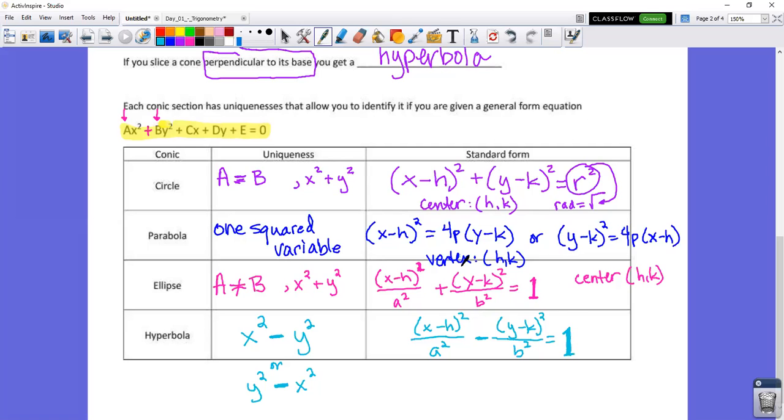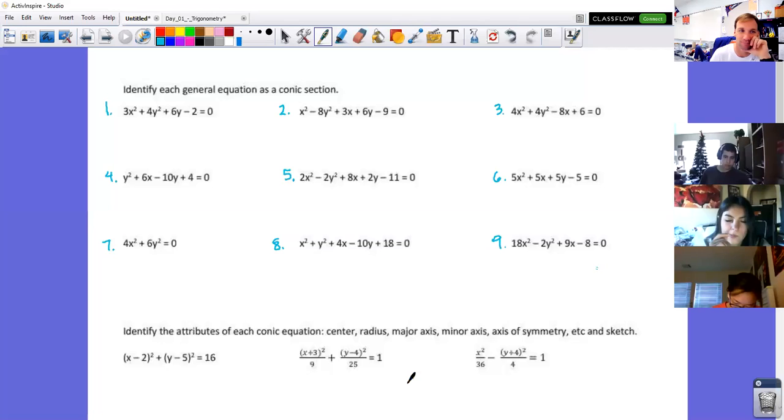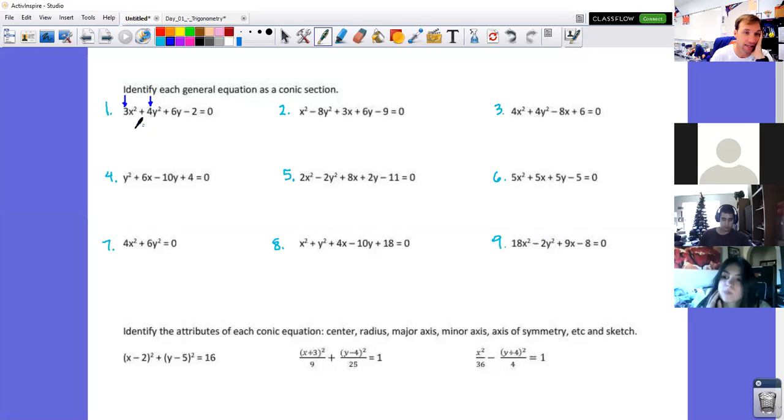So circle, parabola, ellipse, and hyperbola, they all have a standard form and some clues that we're going to look for. That'll be easy. So here we have 9 general equations. Okay, so number 1, looking at the coefficients. This one's a 3 and that one's a 4. That means they're different. So this should be what type of conic equation? Ellipse. An ellipse, yes, this is going to be an ellipse because these x squared and y squared coefficients are different.